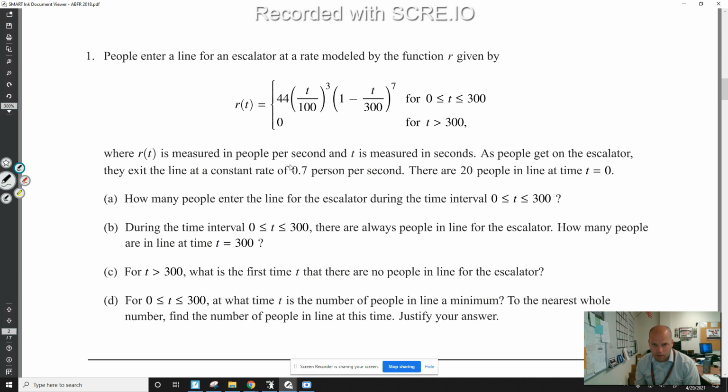But you don't put 0.7 t. That would be like the antiderivative, and that would give you the total amount that have left. And look at that, there are 20 people in line at time t equals 0. So this is our initial amount. How many people enter the line? Total in.